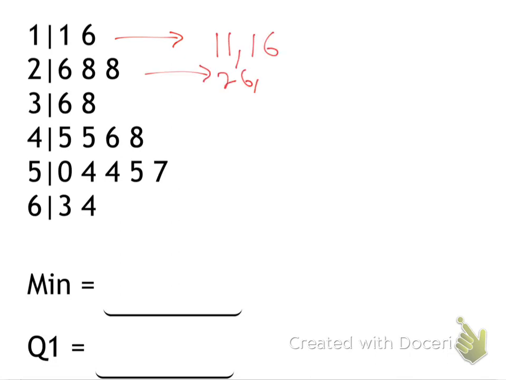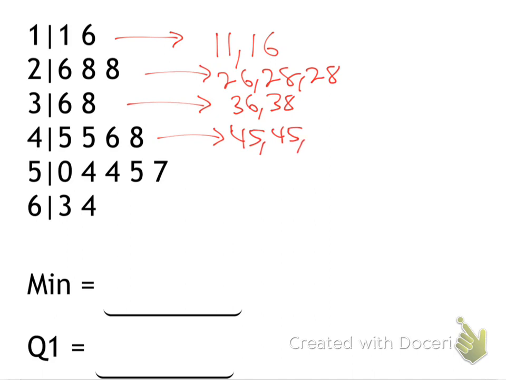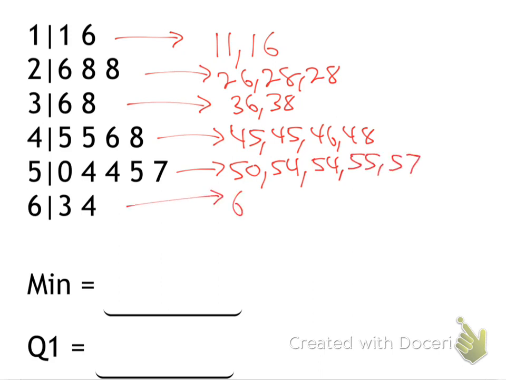All right. So this is the numbers 11 and 16. These are the numbers 26, 28, and 28. These are the numbers 36 and 38. These are the numbers 45, 45, 46, and 48. And these are the numbers 50, 54, 54, 55, and 57, 63, and 64. Is that making sense on all that?